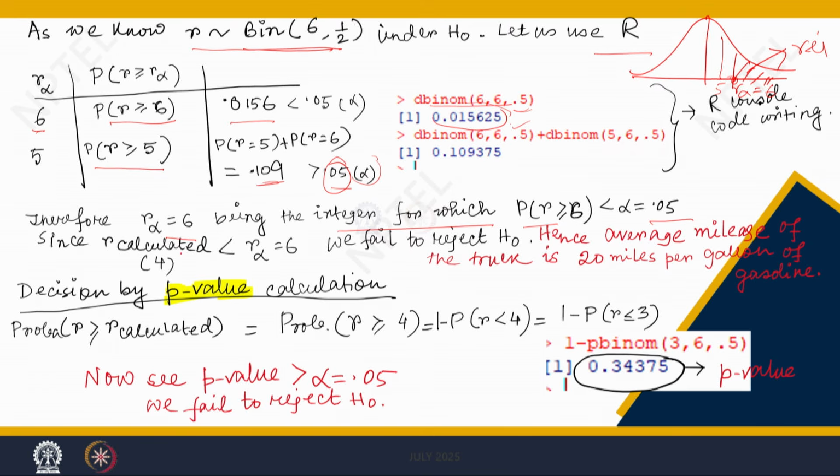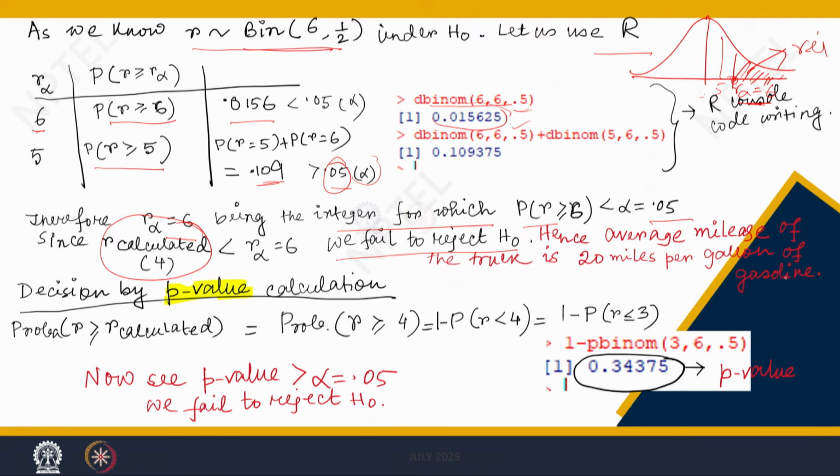Since r calculated, which we have found as 4, is less than 6, we have fixed r alpha as 6, beyond which anything will be in the rejection region. Now, look at the position of 4. The position of 4 is to the left of 6, therefore you are in the acceptance region. That means we fail to reject the null hypothesis as per the value of r calculated. Hence, the average mileage of the truck is 20 miles per gallon of gasoline.